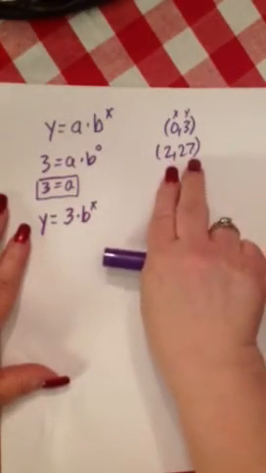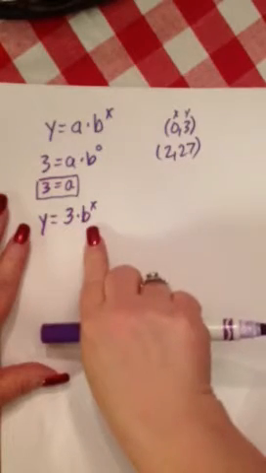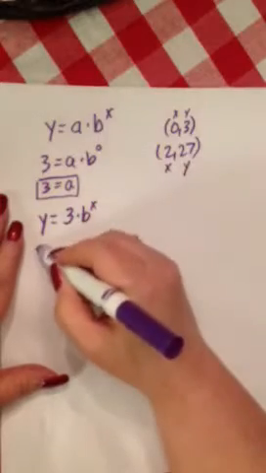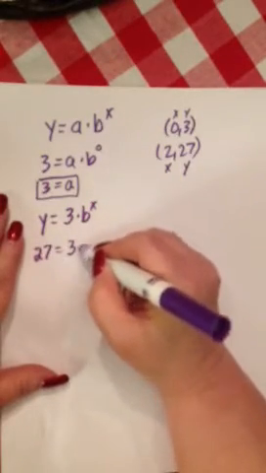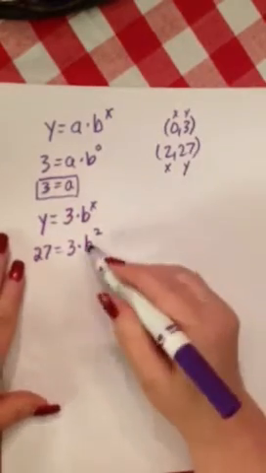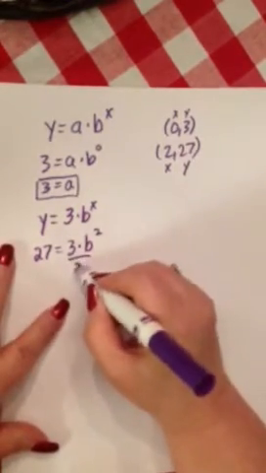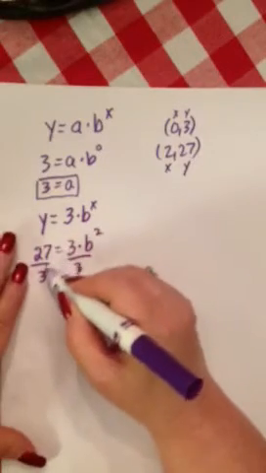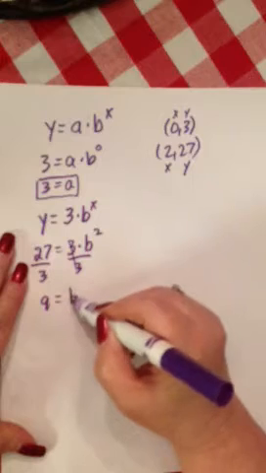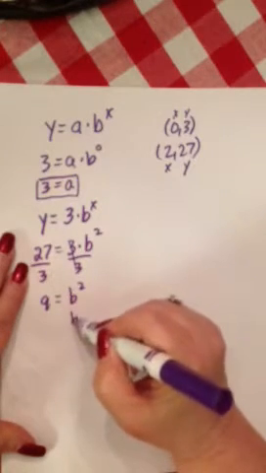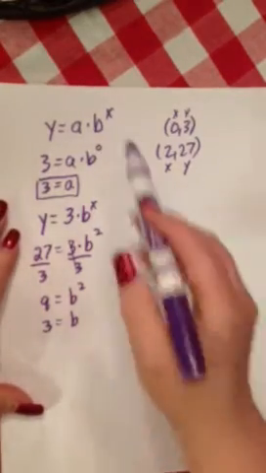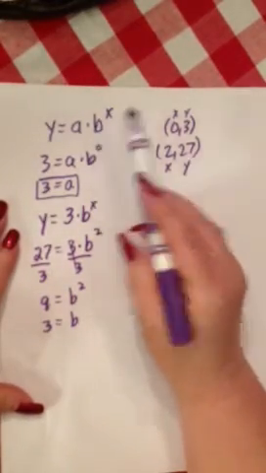Now I'm going to use these 2 points, and then I can solve for b. So this is your x, this is your y. So I'm going to say 27 is equal to 3 times b squared. And I'm just going to solve for b. So I divide both sides by 3. 27 divided by 3 is 9. And 3's cancel. So b squared is equal to 9. So b is 3. Normally it would be plus or minus 3, but in these exponential equations we're going to say that b has to be positive.